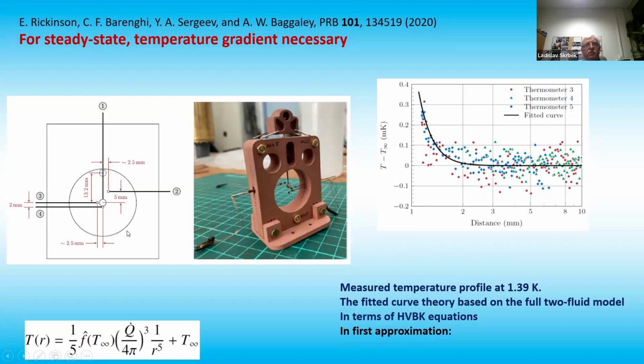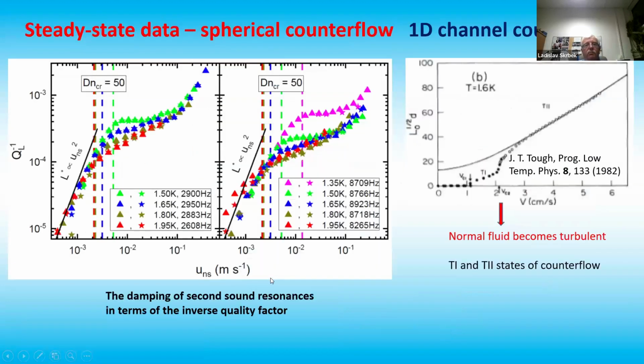We had a special stepper motor for that. The quality of the data is not perfect, but clearly you can see that if you go close to the heater, there is a temperature gradient, which is roughly as predicted by the simple model. So yes, the temperature gradient is there and it's inevitable.